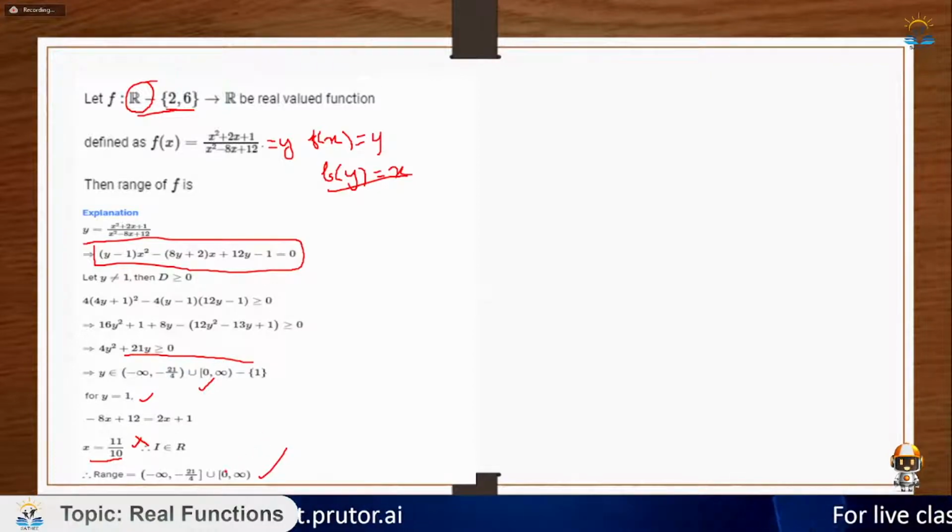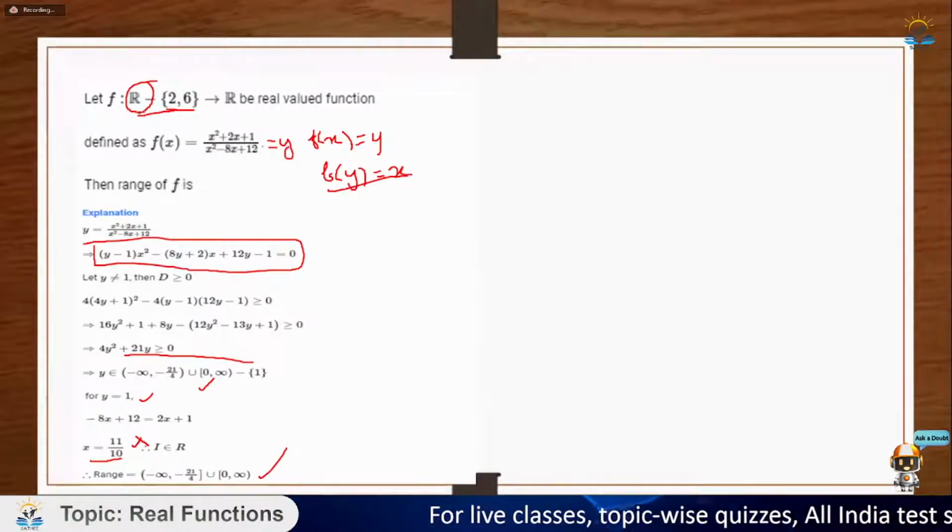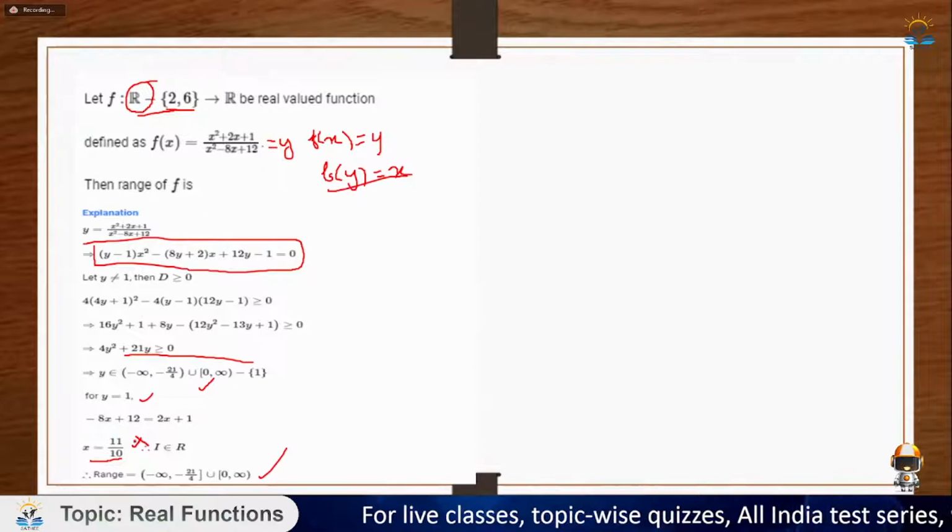That's why my answer would be from minus infinity to -21/4 union 0 to infinity, and 1 will be included in my range. Okay, because when we substitute y equal to 1 here, the value of x which we are getting is allowed in our domain. That's why y equal to 1 is also allowed.